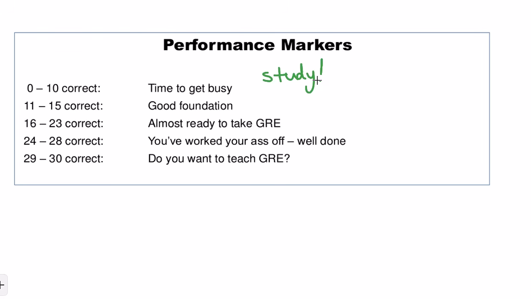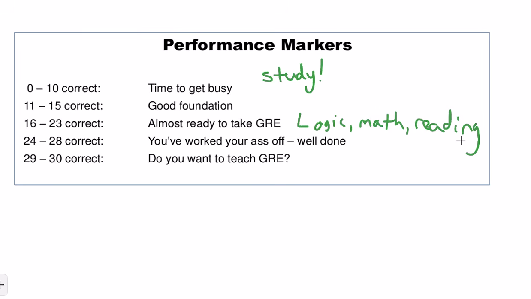If you got 16 to 23 correct, you're getting pretty close. You're almost ready to take the GRE. You're not ready yet. You still have more work to do. And also keep in mind, the vocabulary is not the only part of the GRE. You also have to consider other things. You know, you have, for example, logic, and you have to consider math, and you have to consider reading. So vocabulary is just one component of the GRE test.